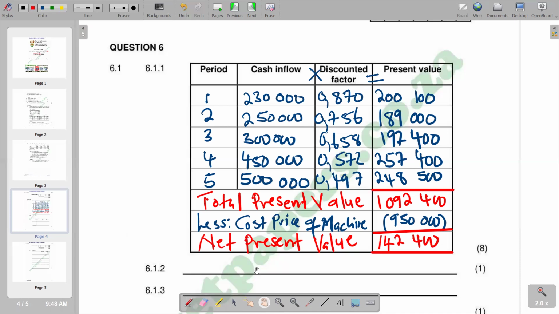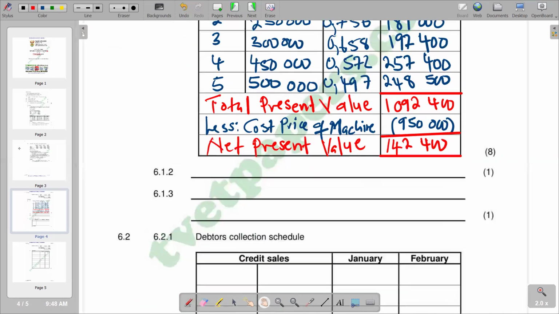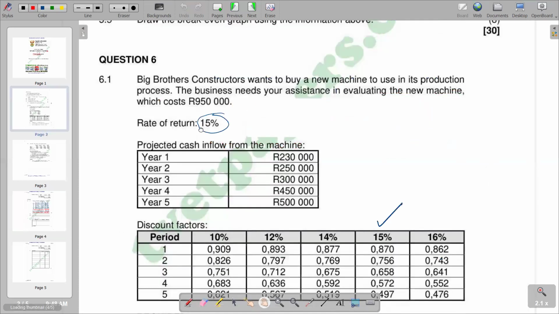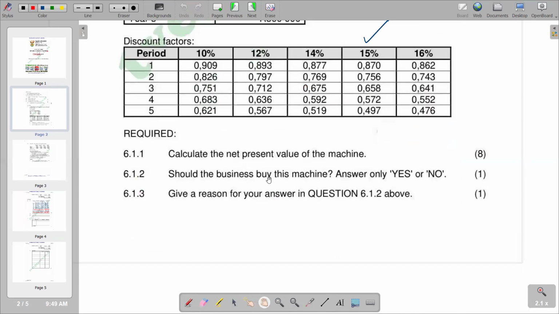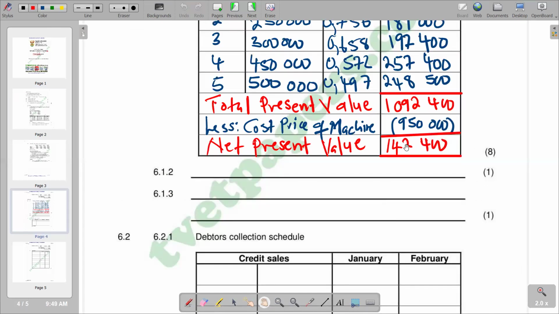And we'll move on to the next part of our question, which is now 6.1.2. It reads, should the business buy this machine? Answer only yes or no. Of course, the business has to buy. Why? Because of the net present value. If it is a positive, if we are evaluating one project, in particular in this question, we are only evaluating the cost of one machine.